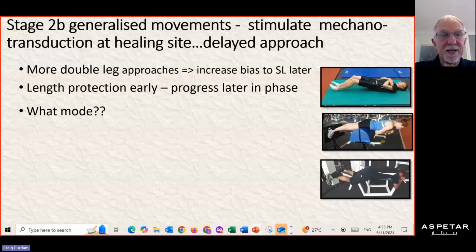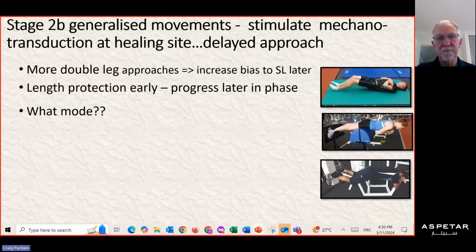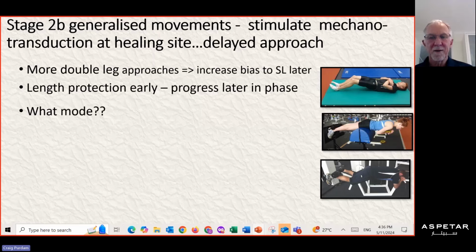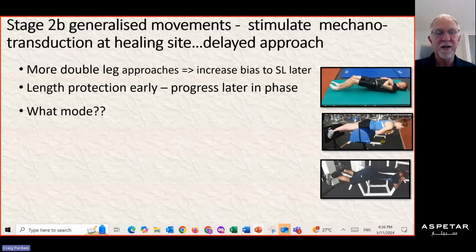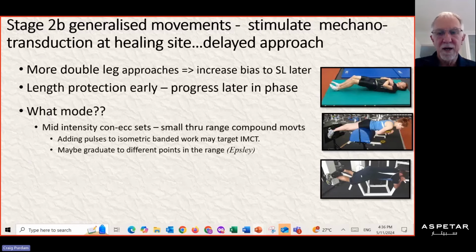In stage 2, we want to start some form of generalized movement. I'm not quite going to call it strengthening, but it's certainly about utilizing mechanotransduction, a bit of muscle pumping and others, to help this healing connective tissue. So we'll often start off by splinting alongside it, either with the rest of the hamstring group, and/or double leg approaches, bias this more to single leg later, and we'll do this for a longer period of time than you'll tend to with the myotendinous units. So how would we do this?